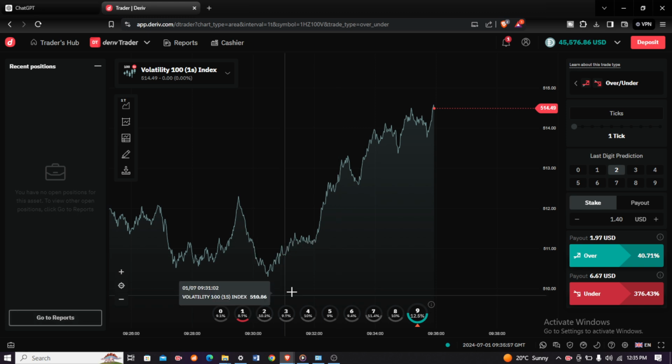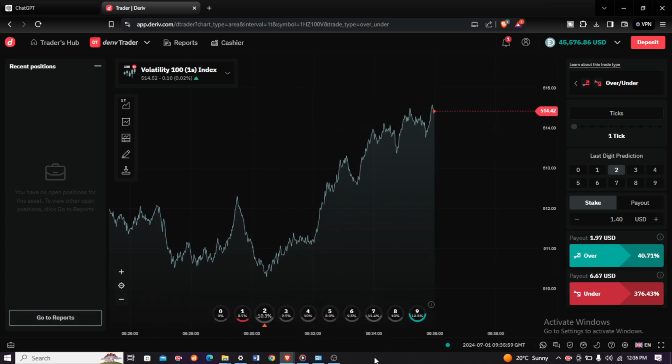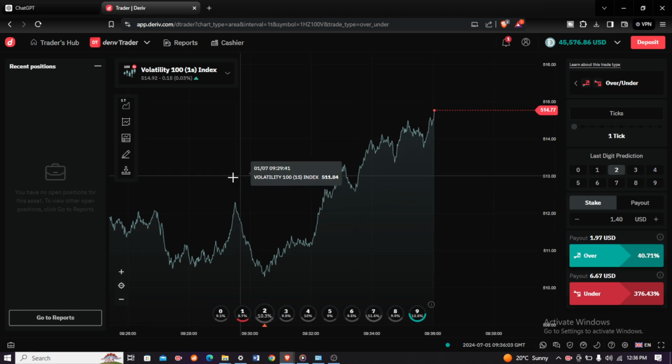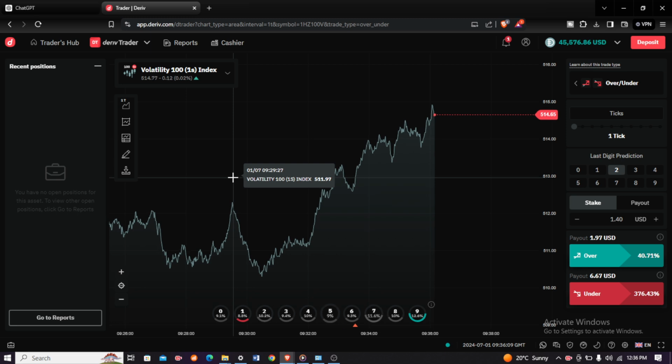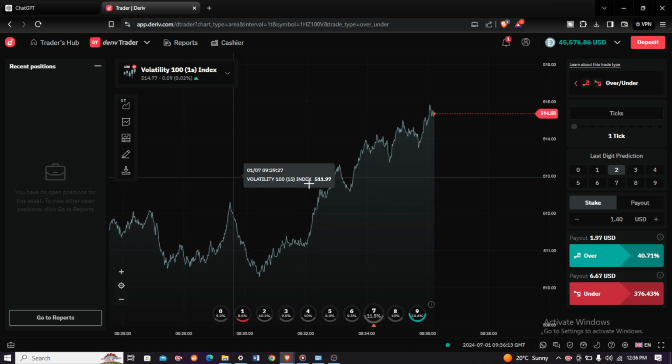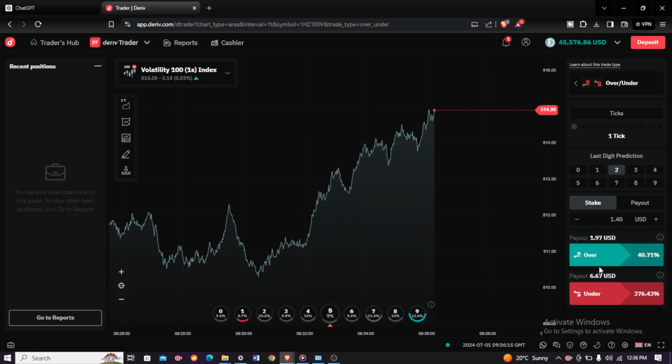Now, when the ticker touches 0 or 1, I will place over 5, all right? So I hope you've understood that. So first make sure that the green bar is at 9 or 8 and the red bar is at 1 or 0. Simply like that. Okay? Now, let's wait for the setup. So it's at 5 right now.